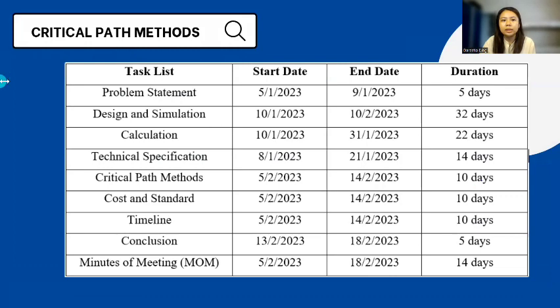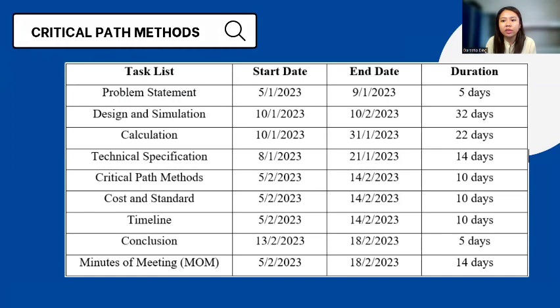So next is the critical path. For problem statement, the start date is from 5th of January until 9th of January, which is 5 days. Then design and simulation from 10th of January until 10th of February, which is 32 days, which means a month. Then calculation, same goes to calculation, we take 22 days.